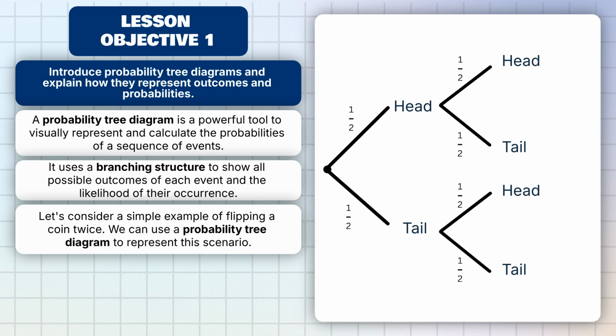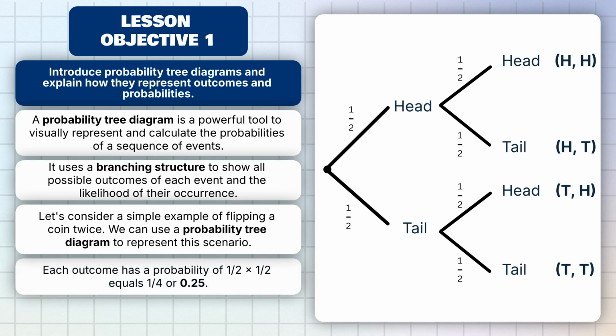on each branch. The probability tree diagram for flipping a coin twice will have four outcomes in its final set of branches. Heads to heads is HH. Heads to tails is HT. Tails to heads is TH. And finally, tails to tails is TT. Each of these outcomes has a probability of a half times a half equals a quarter or 0.25.